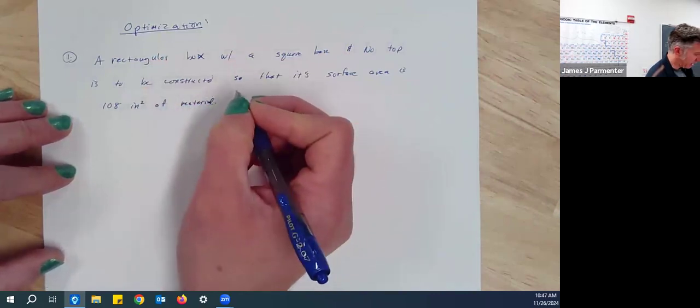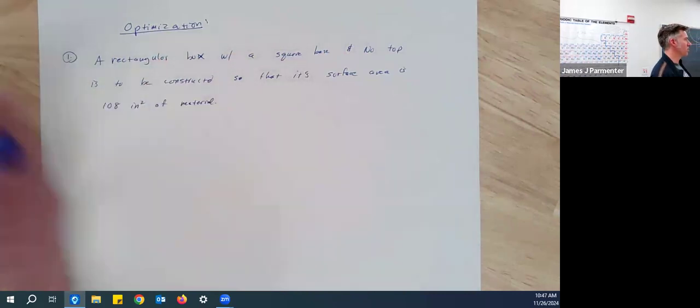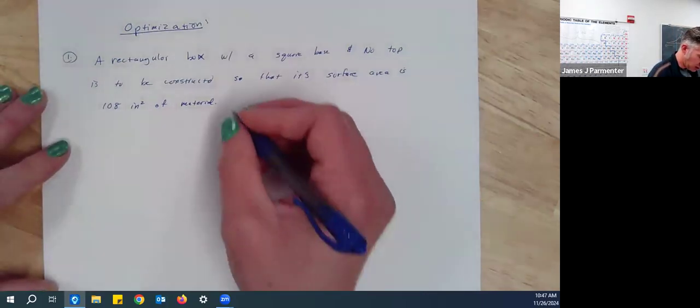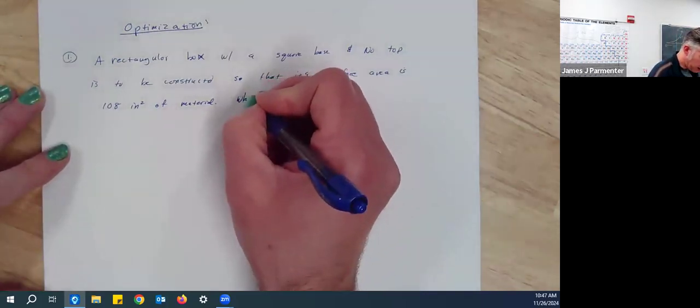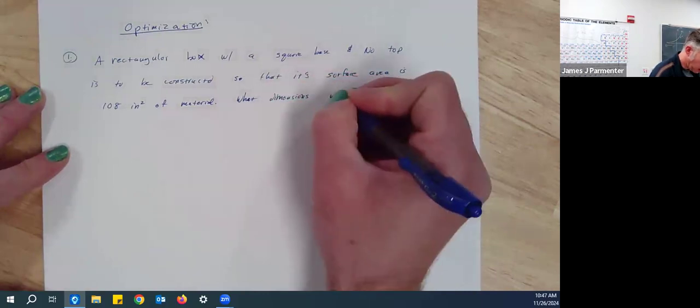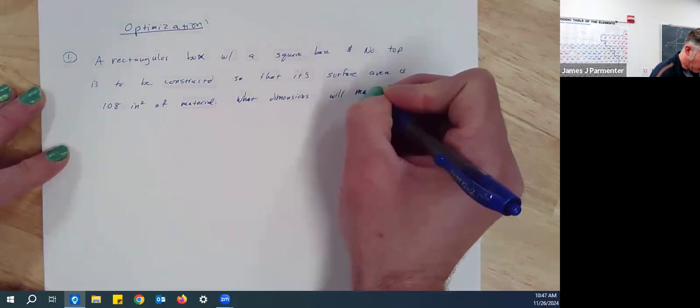People often phrase this as, they don't use the word surface area there, they're just saying the amount of material you're using is 108 square inches. But as soon as you see that the amount of something is in square inches, you're like, oh, that's an area. So I know they're talking about the surface area of the box, not the volume of the box or some other measurement of the box. So then we want to know what dimensions of the box will maximize the volume that it holds.